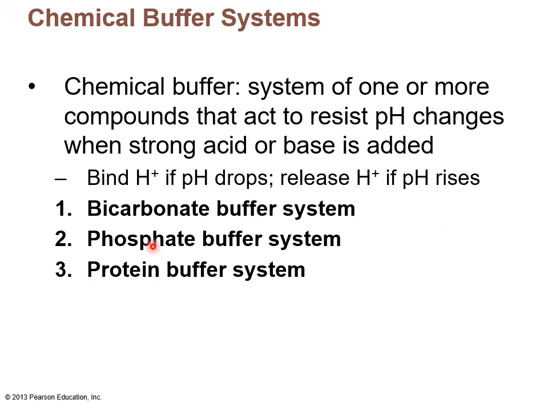So we have the bicarbonate buffer system, the phosphate buffer system, and the protein buffer system. This is the one we're going to focus on in this chapter because this is the most important system for regulating acid-base balance. The phosphate buffer system, phosphate can bind up H's and take them out of solution, and it can go out in urine. So this one can carry away H's and regulate pH. Proteins, some proteins can do the same thing. So this system is the one we're going to focus on.